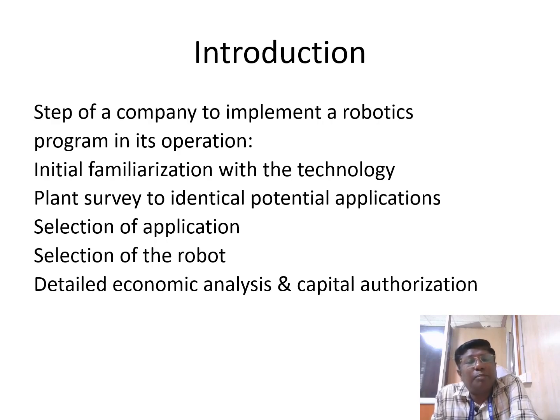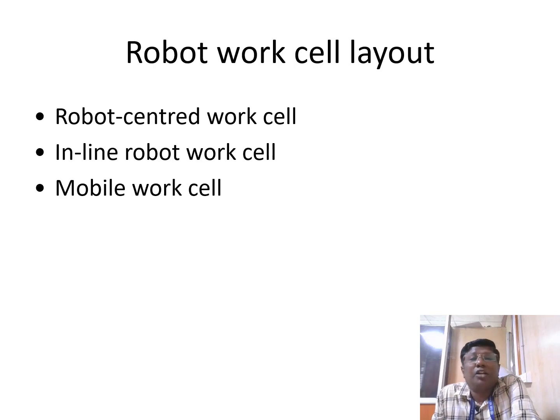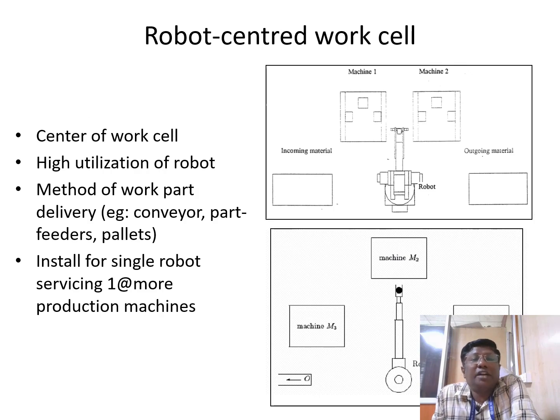So selection of application and selection of robot is very important, and we have to do a detailed economic analysis and capital authorization. If you look at the robot cell layout, three types of layouts are available: robot-centered work cell, inline robot cell, and mobile work cell. We'll see these three one by one. First, the robot-centered work cell.